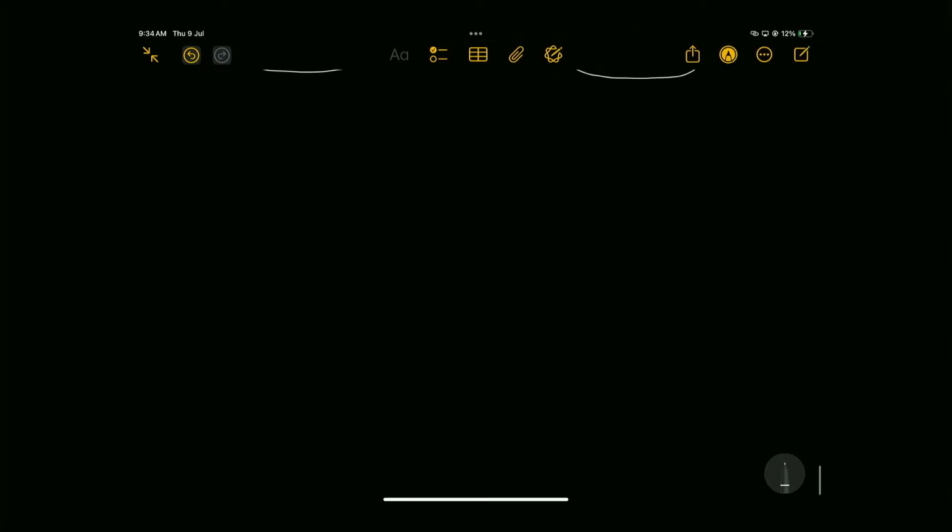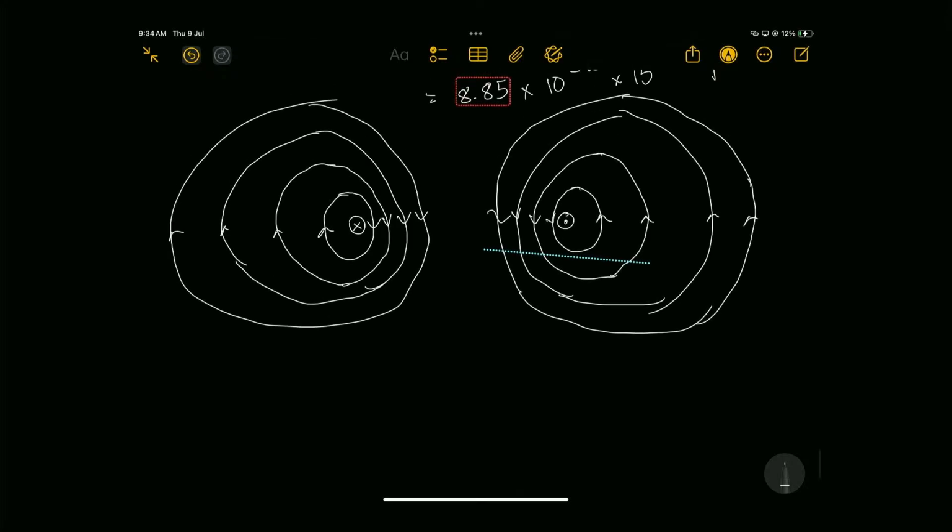Right, define Faraday's law. So Faraday's law states that the EMF induced in a conductor is directly proportional to the rate of change of magnetic flux experienced by that conductor. Right, now part B.